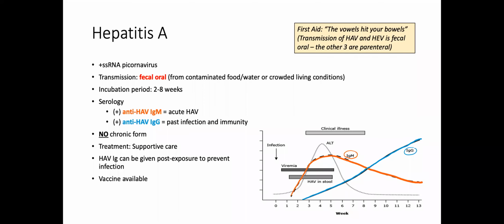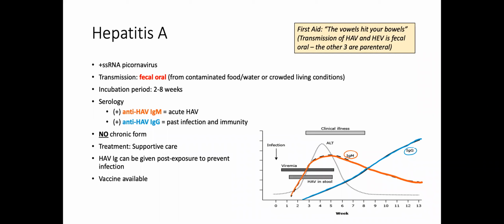It's a positive single-stranded RNA picornavirus. The transmission is going to be fecal-oral. How we remember that is the vowels: hepatitis A and E, the only ones that are vowels, are going to be transmitted via the fecal-oral route. The others are going to be via blood.